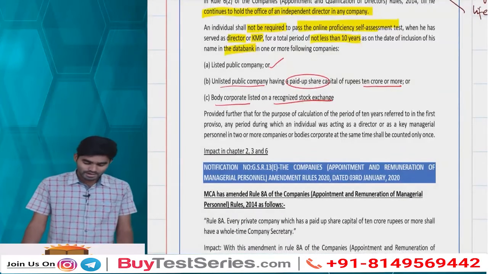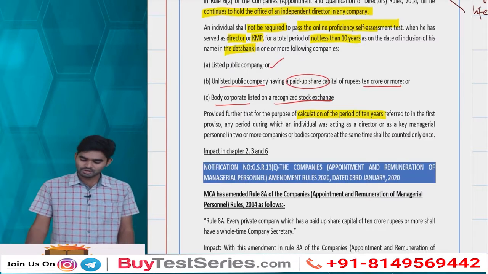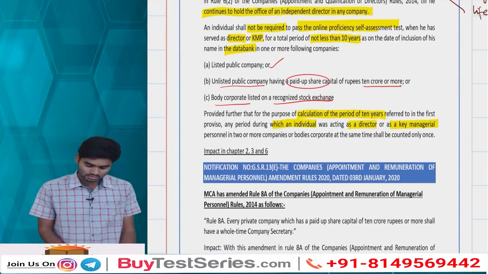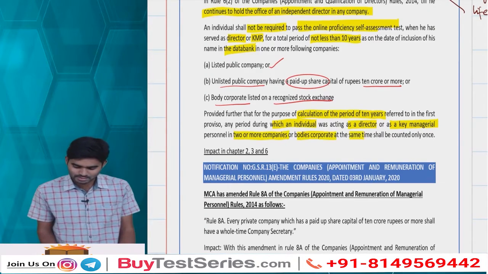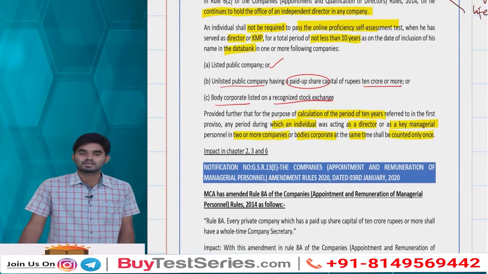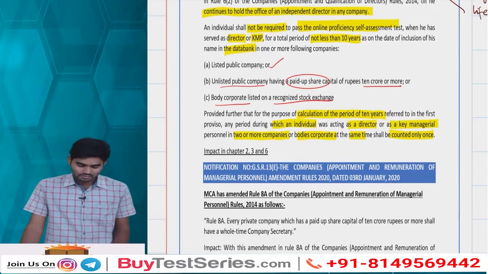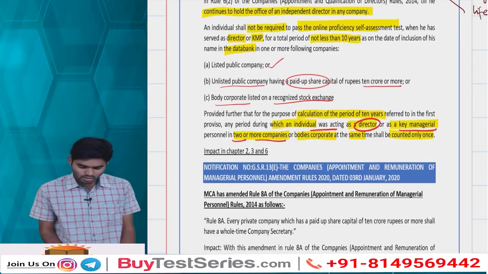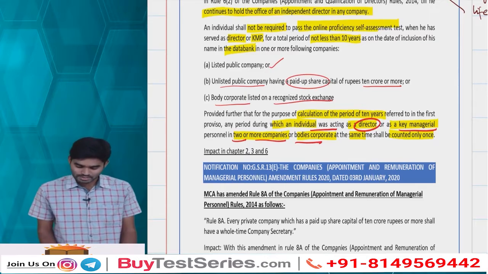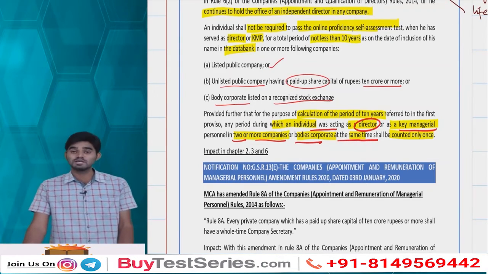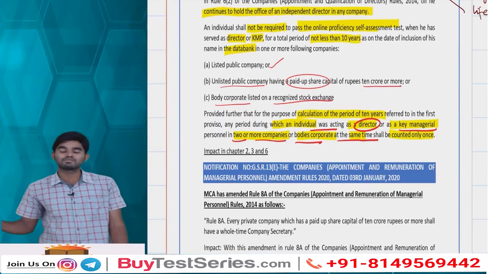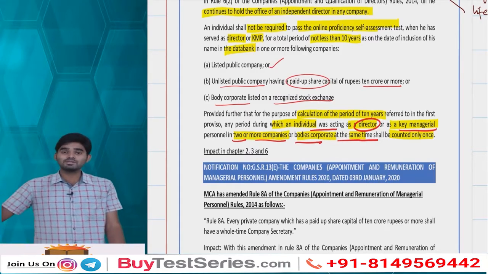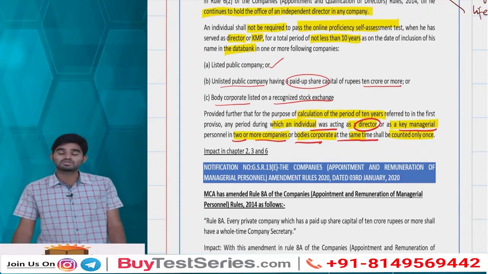Provided, look into the provision there, provided further that for the purpose of calculation of the period of 10 years referred to in the first proviso, any period during which an individual was acting as a director or as a KMP, that is key managerial personnel, in two or more companies or body corporates at the same time shall be counted only once. Very important. Look into that. That means, sir, I am serving as a director in one listed company for 5 years, and I have been serving as a KMP in another company for the last 6 years. Then I cannot combine those two, 6 plus 5. Clear, everyone? So that will turn into only one.